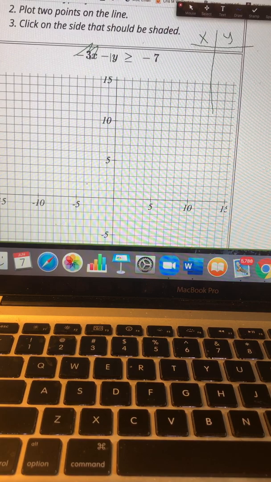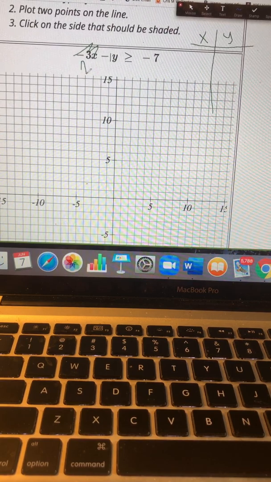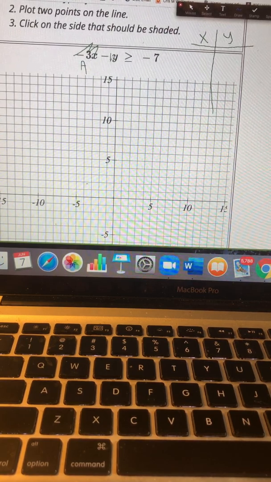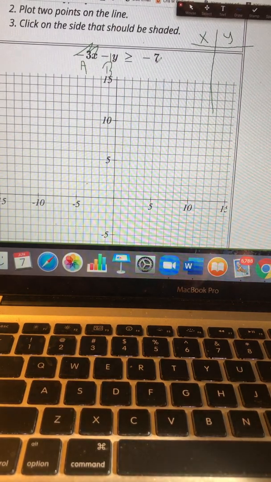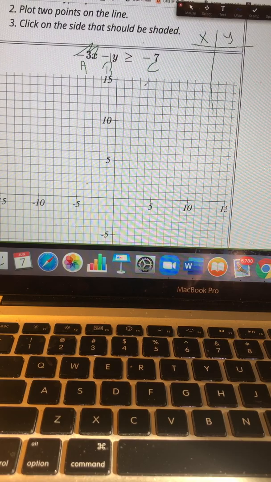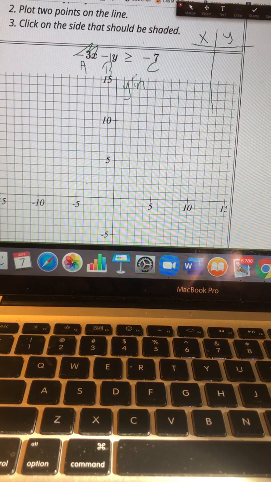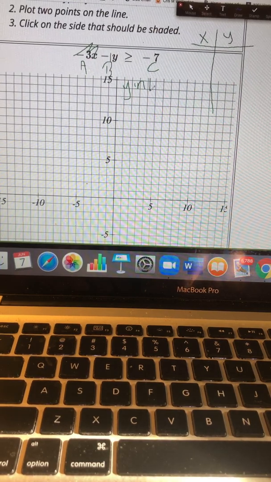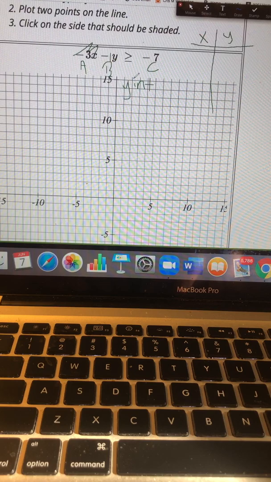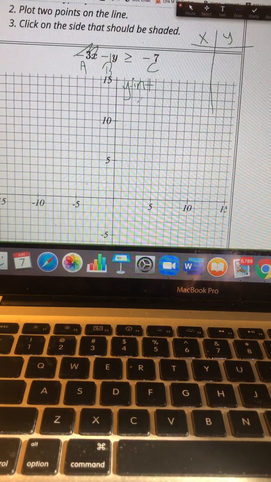And remember, we said that the negative 3 is a, the negative 1 is b, and the negative 7 is c. So what's our y-intercept? You can go and solve the equation in terms of y. That's also allowable, but that's not the method that we had used. I want to be consistent with what we have been using.